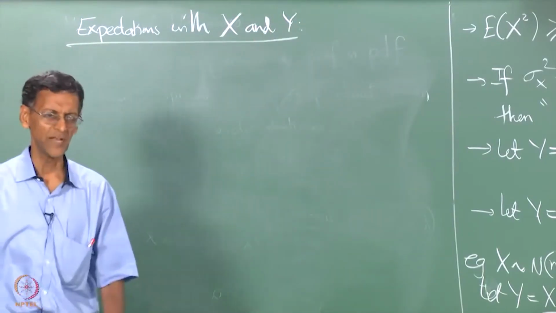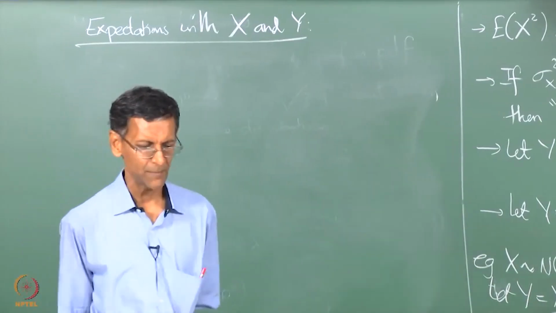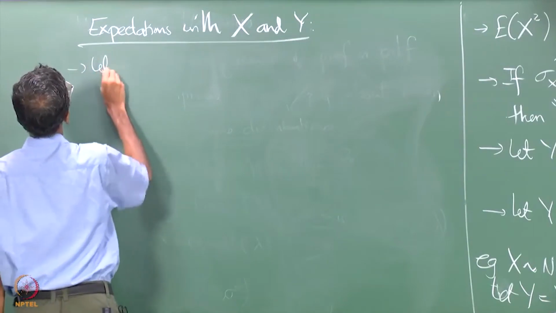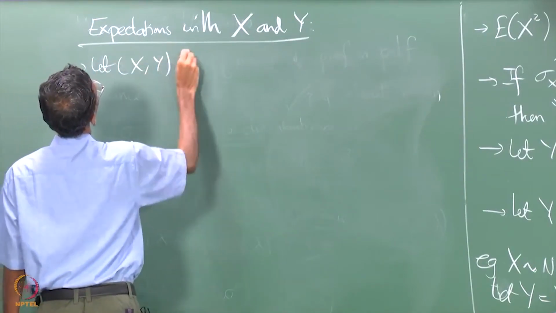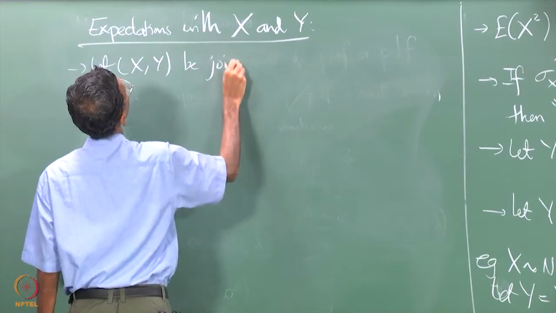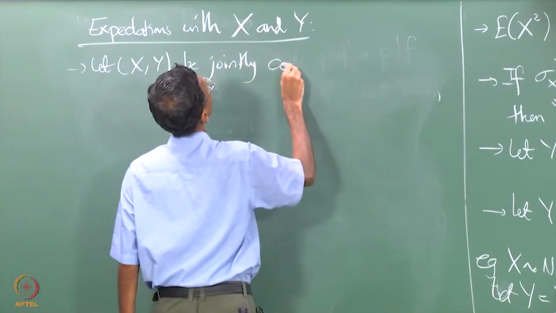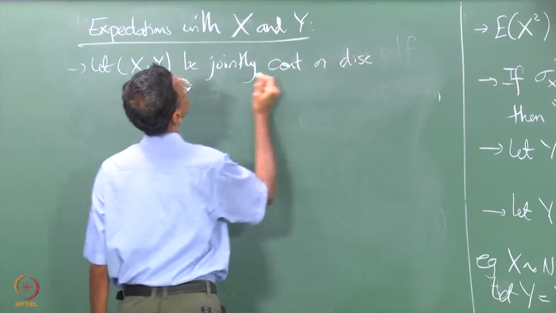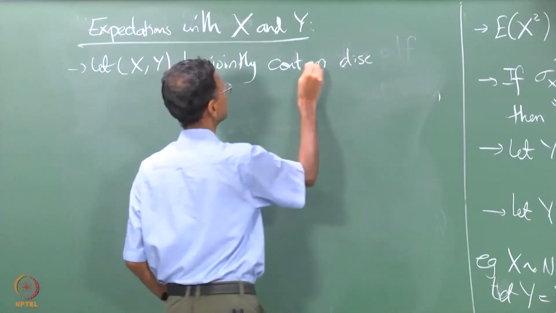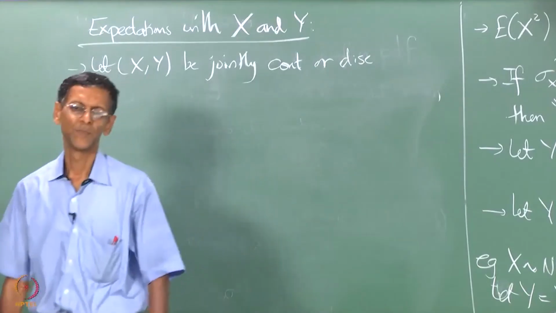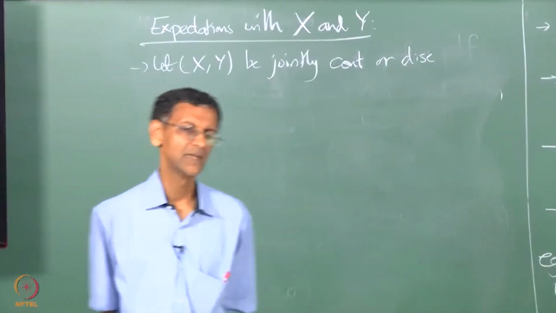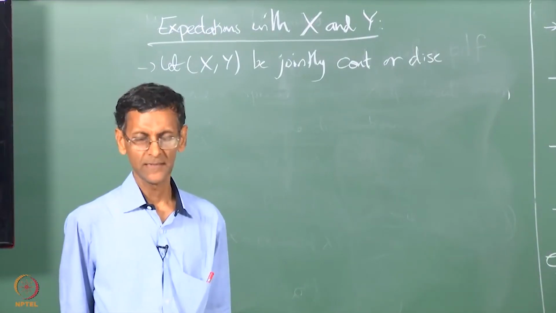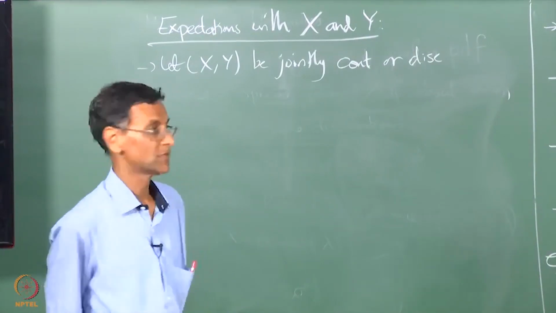Supposing you have two random variables jointly defined with a joint PMF or joint PDF, jointly continuous or discrete, it does not matter. Remember, in the case of a discrete PMF, the computation always involves a sum, and in the continuous case you have to do an integration, right.